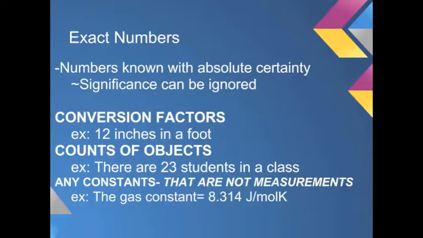Exact numbers such as conversion factors, counts of objects, and any constants can be ignored. They're known with absolute certainty.